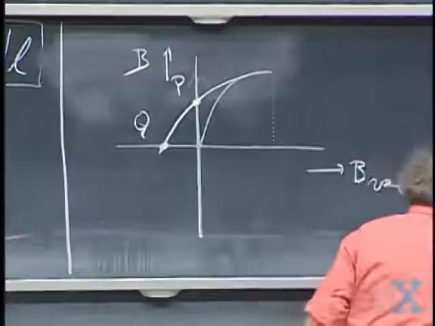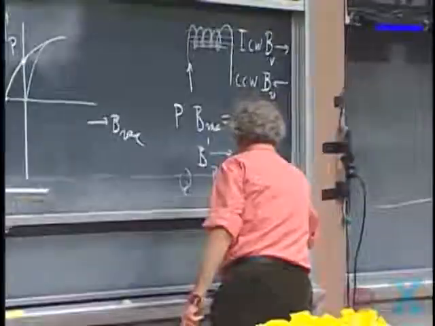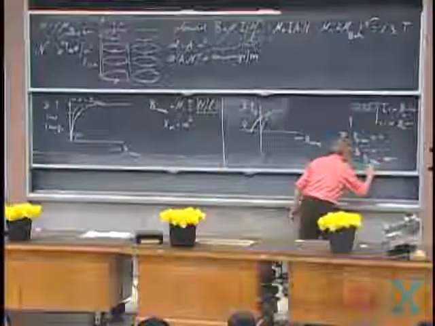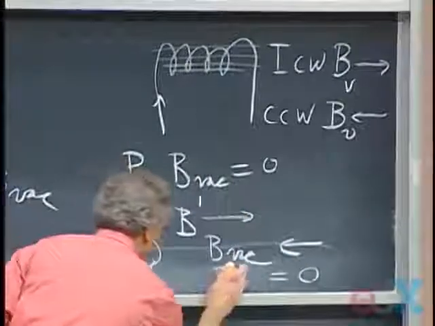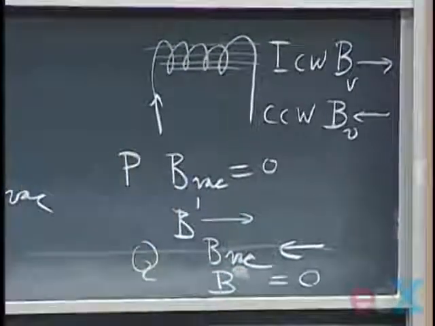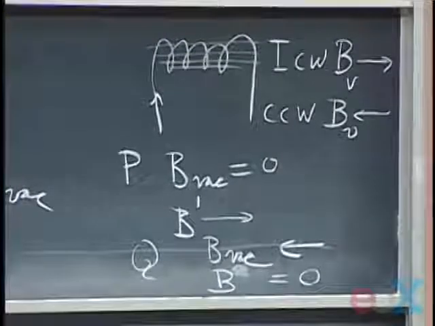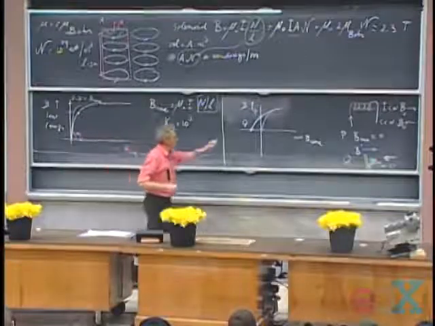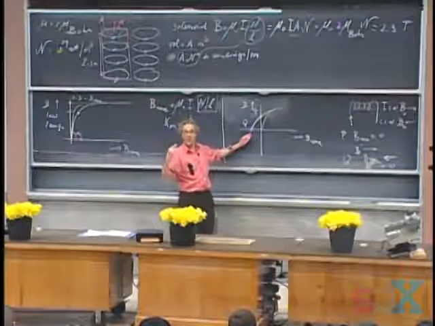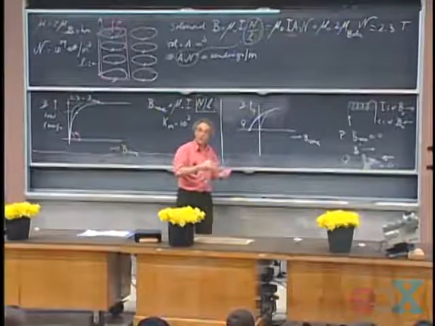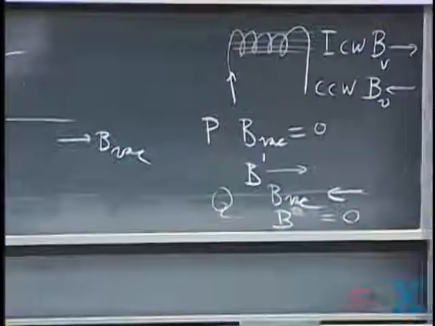So when we have point Q, B vacuum is in this direction, but B inside, oh no, it's not B prime, it's B, the total field inside is zero. The reason being that B prime is still in this direction. The reason being that the domains are still aligned in this direction. And so the vacuum field plus the B prime field, which has to be vectorially added, adds up to a net field zero. Quite bizarre, isn't it?